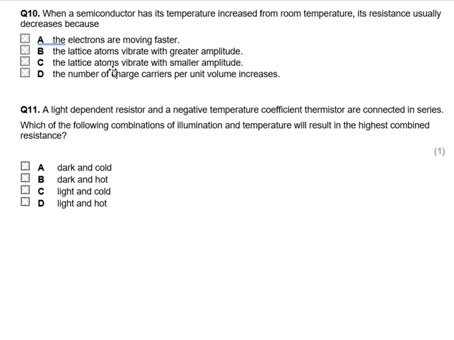And then question 11: an LDR and a negative temperature coefficient thermistor, that's a normal thermistor, are connected in series. Which would result in the highest combined resistance? So when I have resistors in series, I add the resistance up. So I want the highest resistance situation for both LDRs and thermistors. And we have the highest resistance for an LDR in the dark, the highest resistance for a thermistor in the cold, so the answer is A.